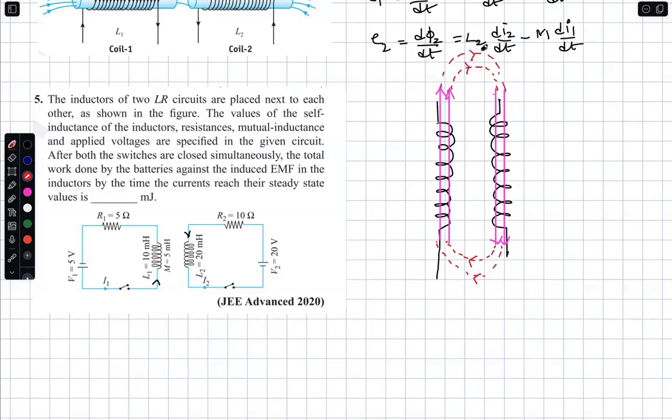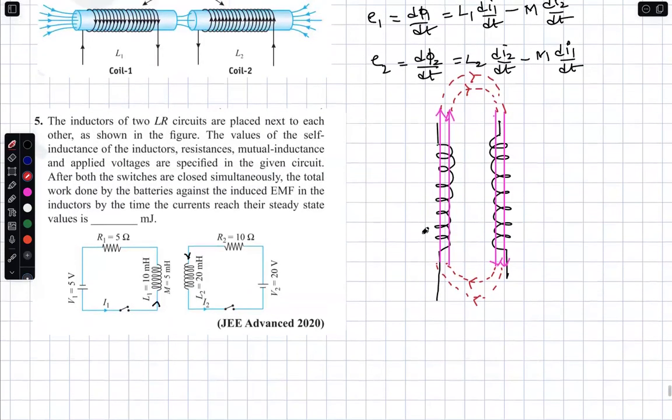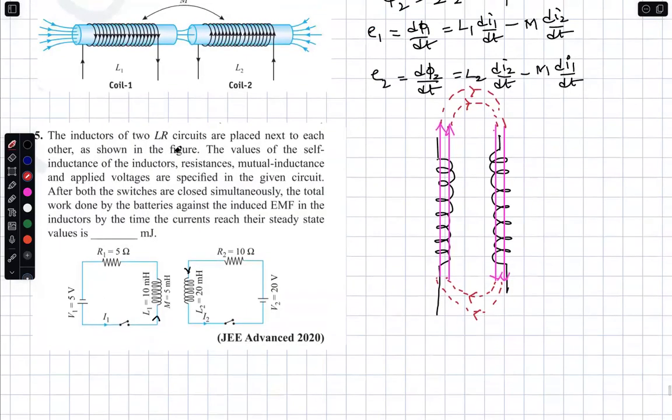Aditya, which case will this come under? Plus case or minus case? Plus case, I guess. That is why I have drawn all these things. So therefore, in the first case, if you want EMF induced, you will write this as L1 di1 by dt plus M times di2 by dt. E2 is equal to L2 times di2 by dt plus M times di1 by dt.